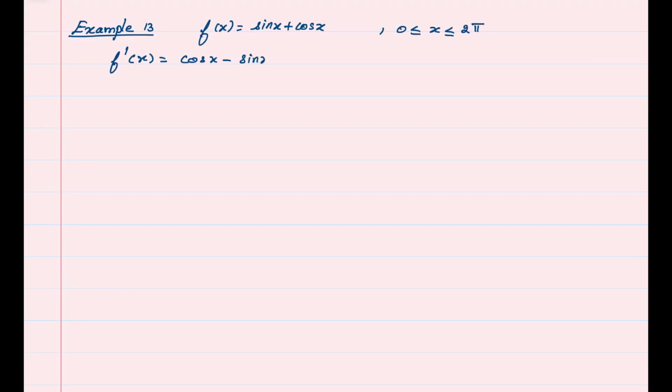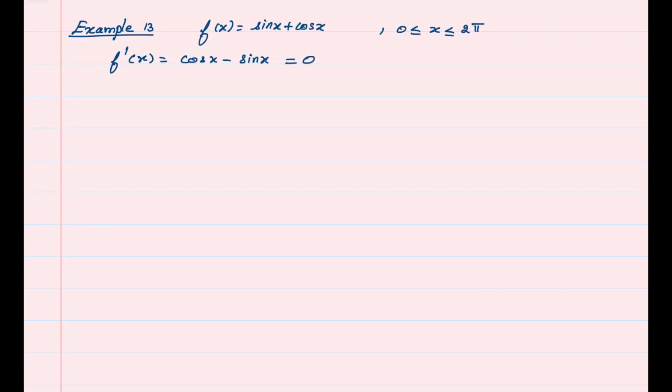Now we will do example 13. Find the intervals in which the function f given by f of x equal to sin x plus cos x, 0 less than or equal to x less than or equal to 2 pi, is strictly increasing or strictly decreasing. Let us find f dash of x. Derivative of sin x is cos x and derivative of cos x is minus sin x.